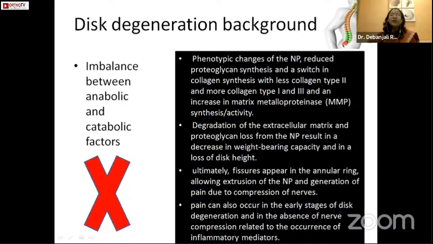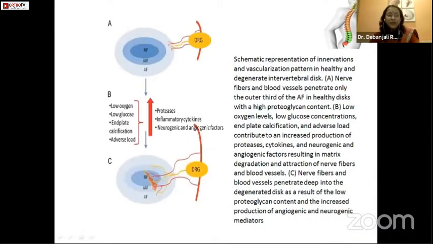But pain can also occur in the early stage of disc degeneration in the absence of nerve compression. Why? Because of inflammatory mediators. The inflammatory process helps us conclude that we should give steroid in degenerative disc disorder from a very early stage.